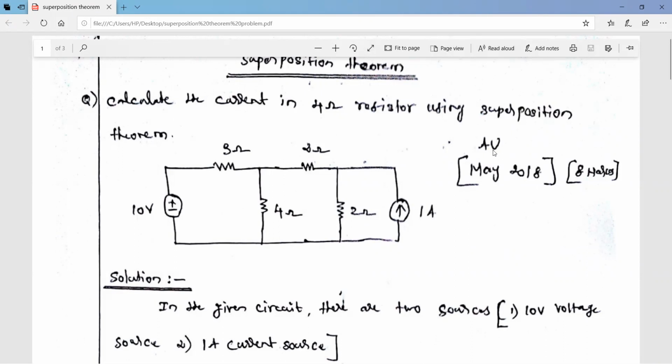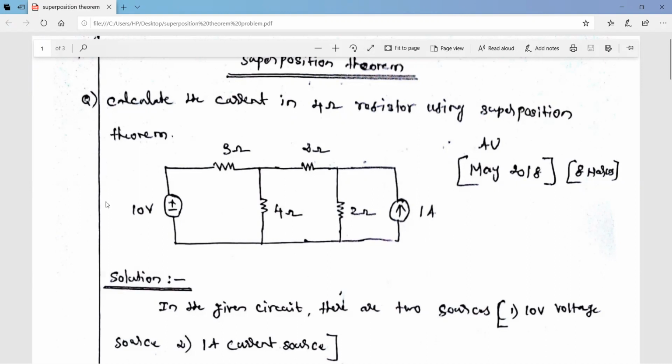First you should know what is meant by the superposition theorem, and for which circuits we have to apply it. These are the things we will see first, then we will solve this problem. If the circuit has two or more sources, we may solve that particular problem using the superposition theorem.